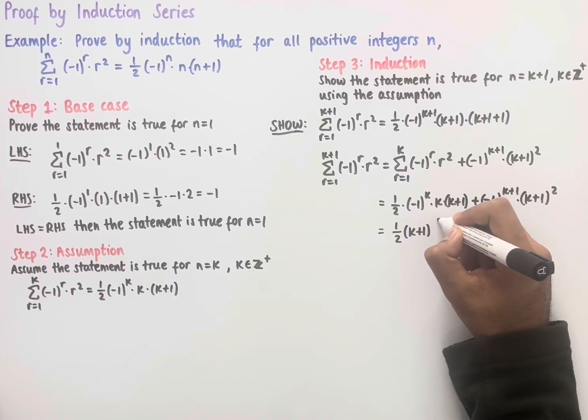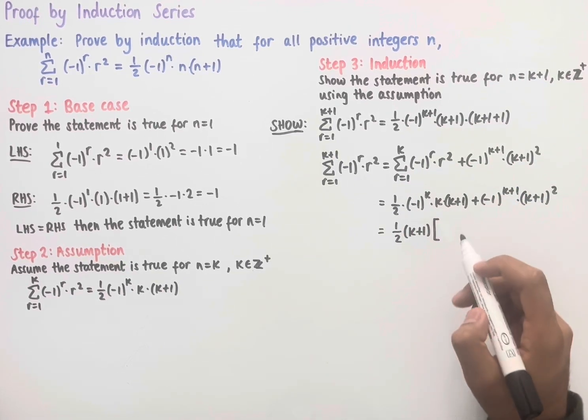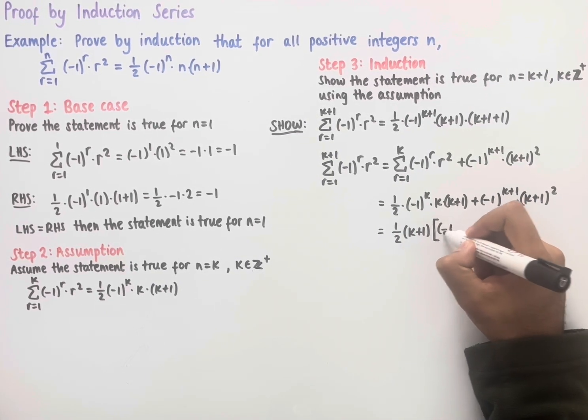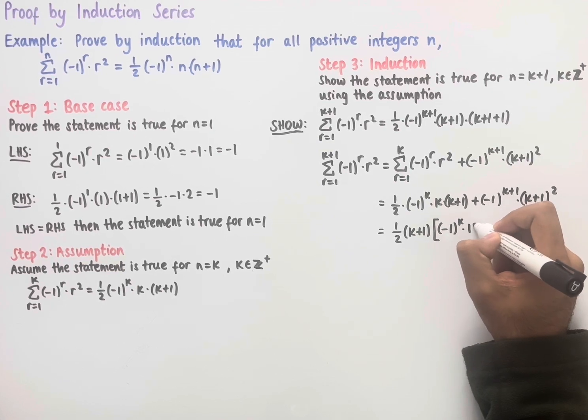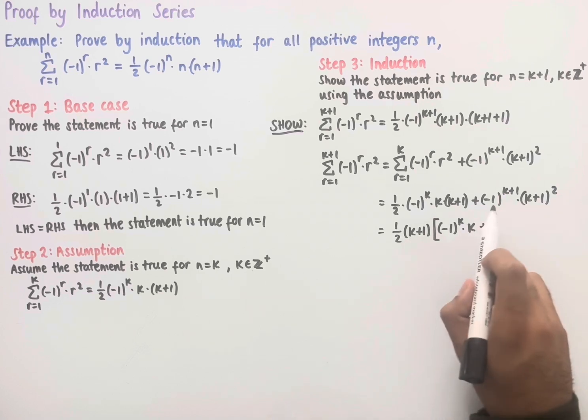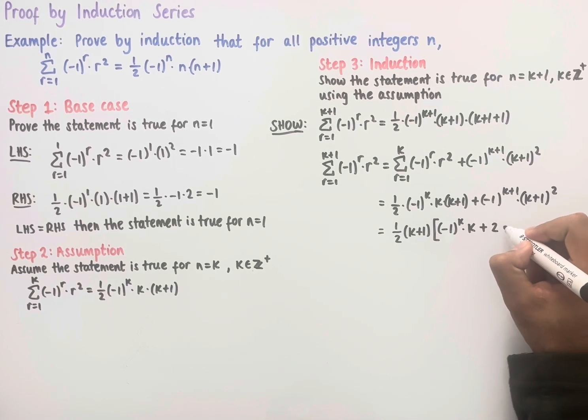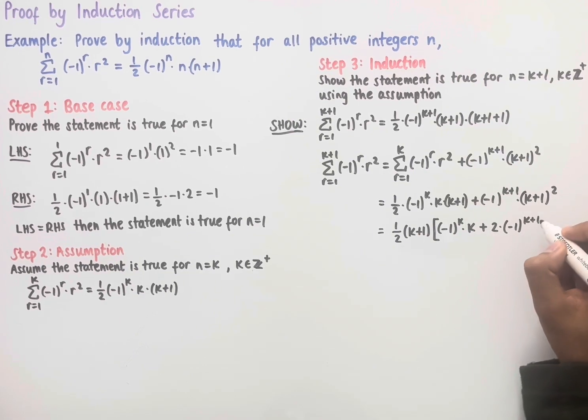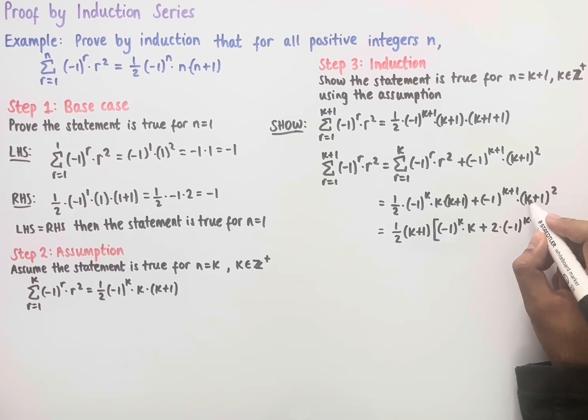In square brackets, we then have that for this first term, we're left with minus 1 to the power of k multiplied by k. And then for the second term, we're left with 2, because 2 times a half is equal to 1. And then we have times minus 1 to the power of k plus 1. And then we have a single bracket for k plus 1.